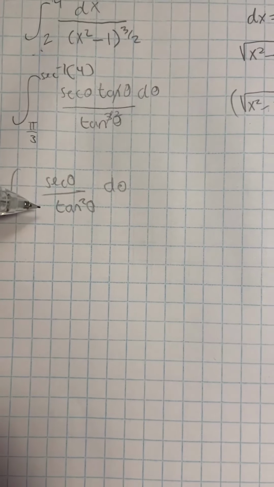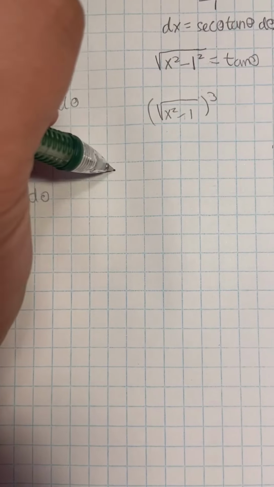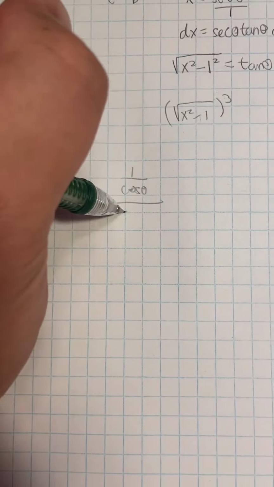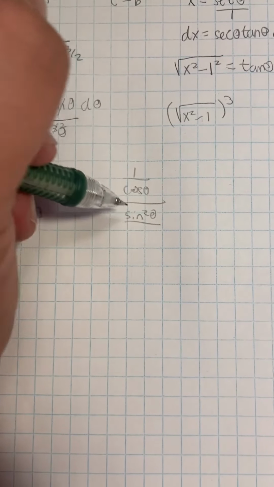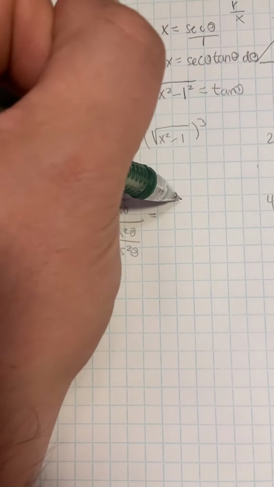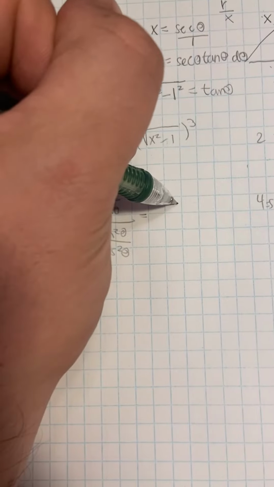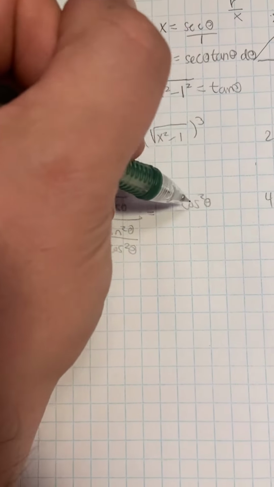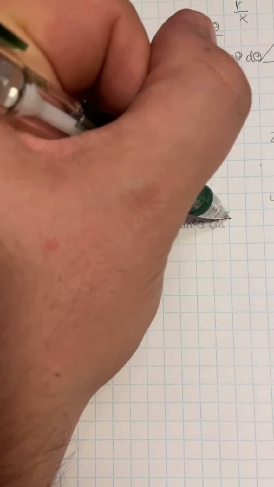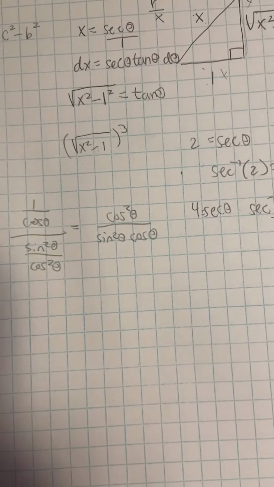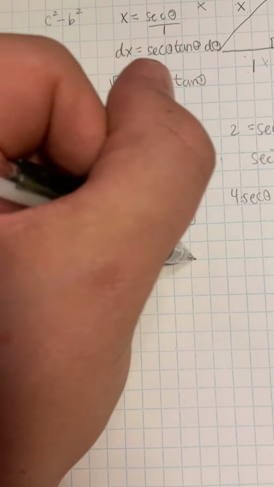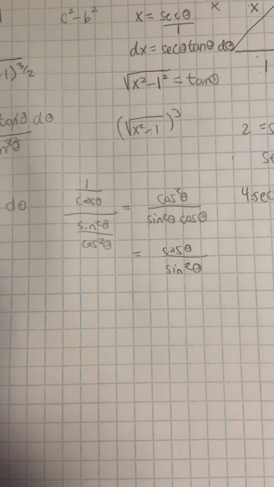So remember that secant theta over tangent squared theta is equal to 1 over the cosine of theta divided by the sine squared theta over the cosine squared theta, which equals the cosine squared theta over sine squared theta times cosine theta. And that's going to simplify to cosine theta over sine squared theta.